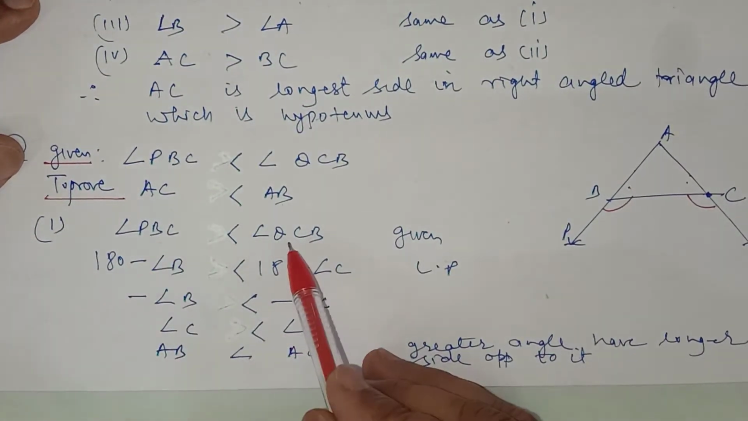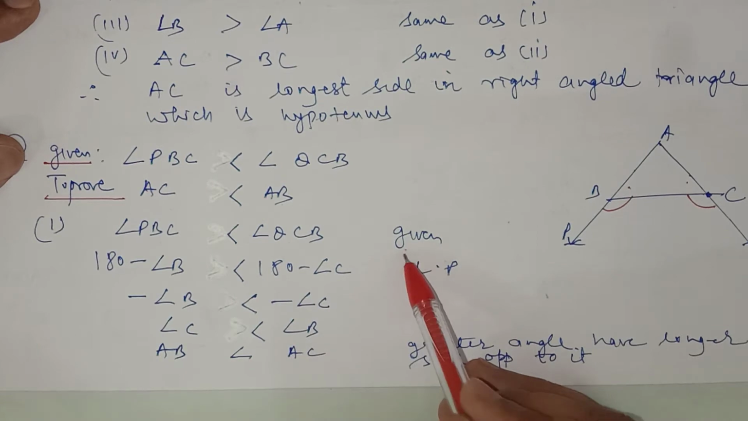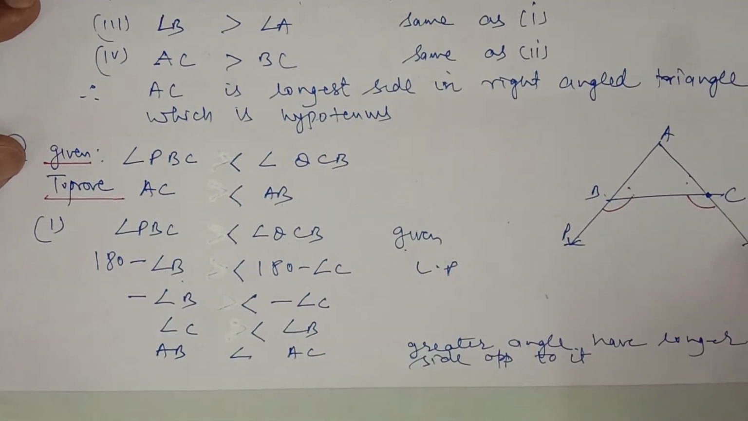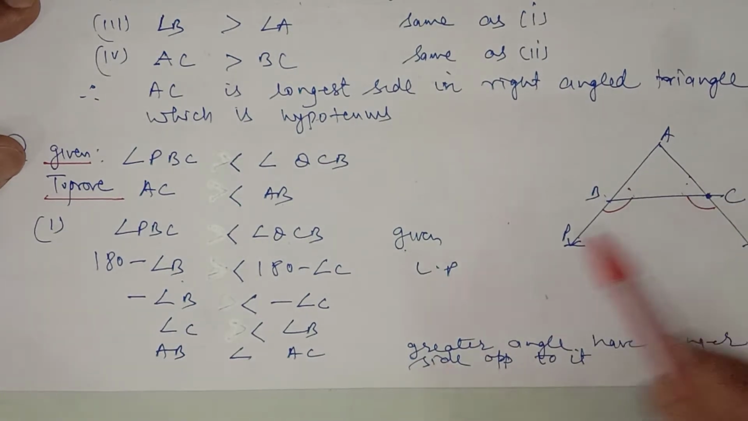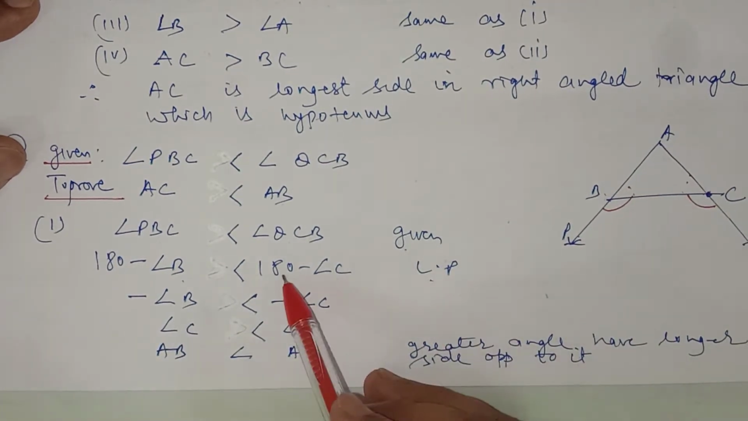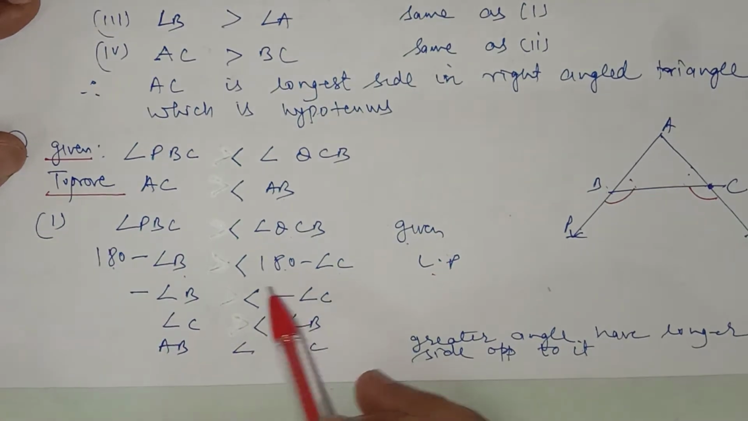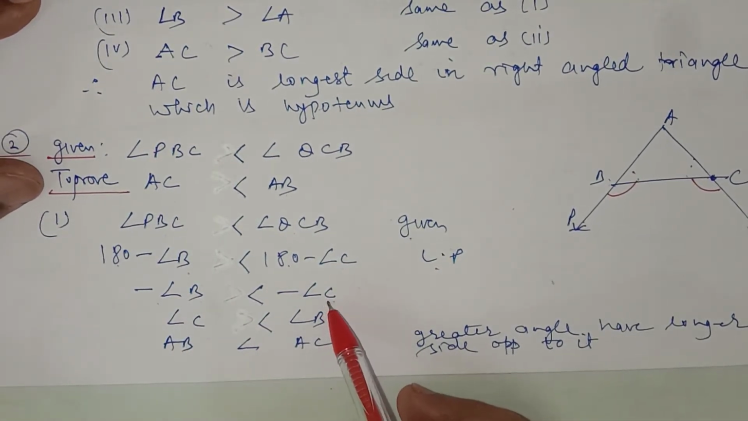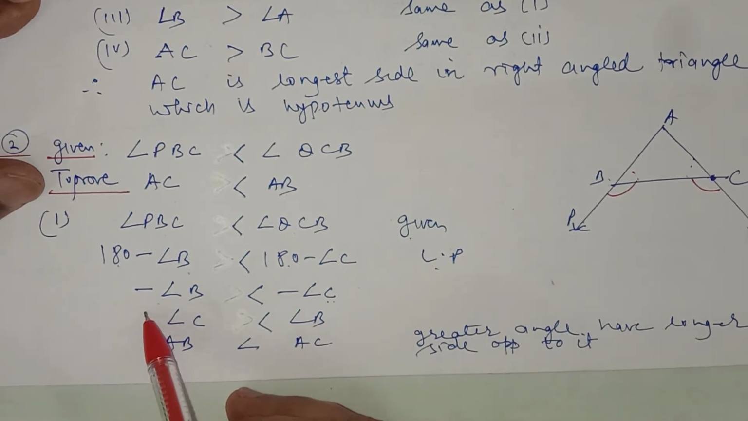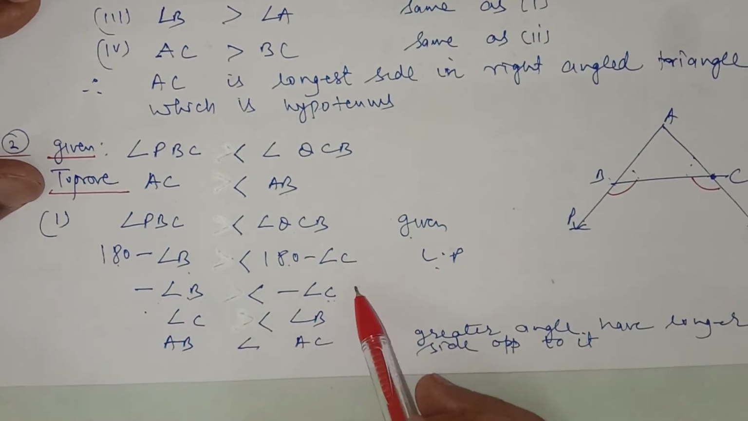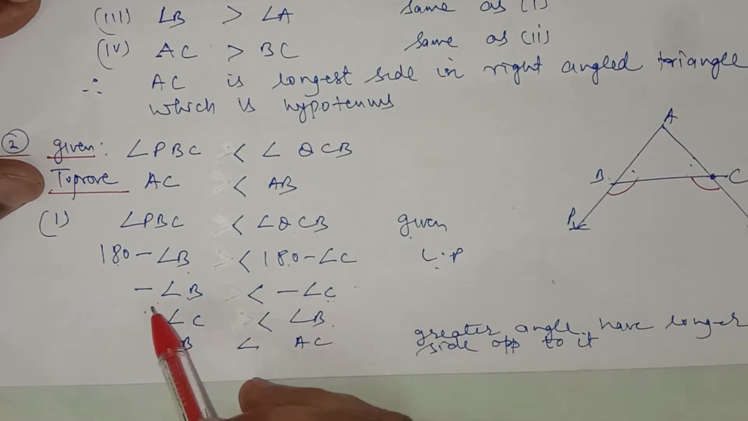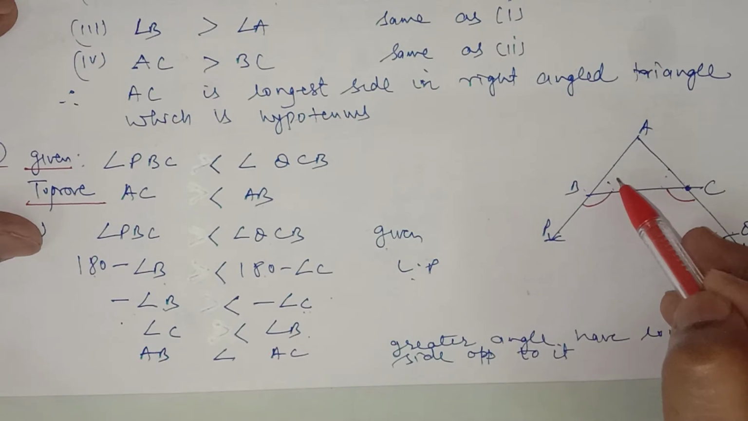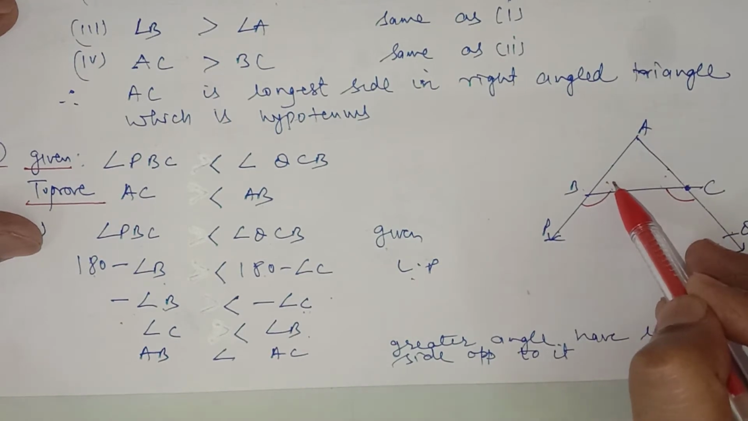Now PBC is smaller than QCB. It is given. So in place of PBC you can write 180 minus angle B, and in place of QCB you can write 180 minus angle C, linear pairs. So 180 will be cancelled out with 180 degrees, and minus angle B is less than minus angle C. Take minus B to the left hand side, it will become positive. Take this angle to the right hand side, it will become positive. You cannot cancel out this minus sign in the inequality sign. So what you have got is that angle B is greater than angle C.